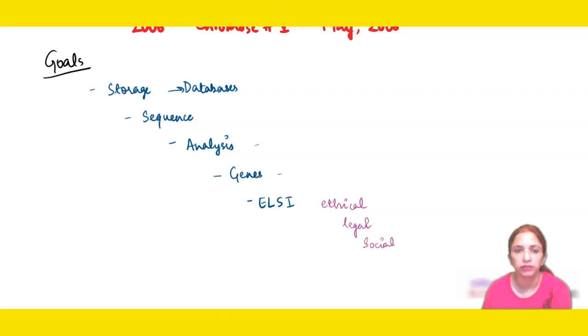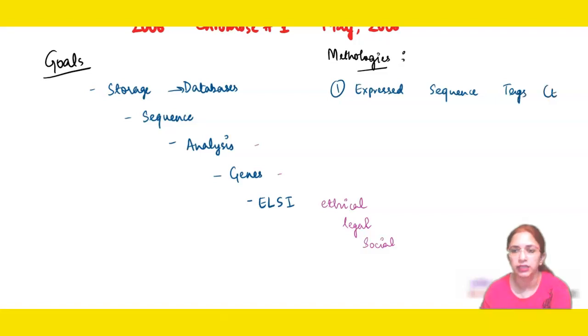Okay, so with this we come on to the methodologies that were adopted for this project. They were two in number. First was expressed sequence tags. This was abbreviated as EST. Okay, under this methodology, only the coding sequences were sequenced, not the non-coding ones.